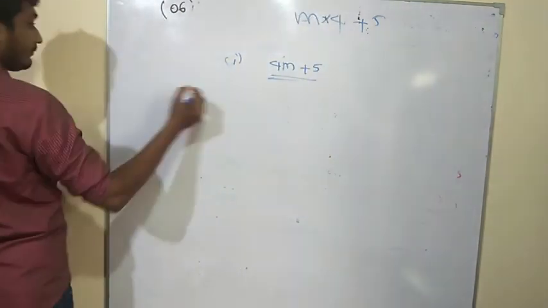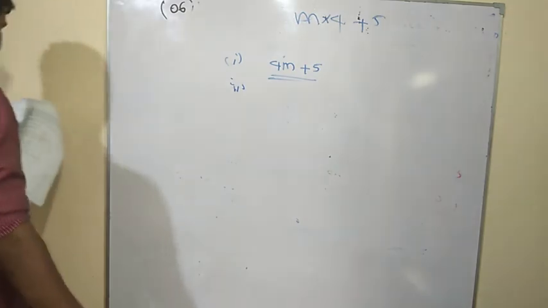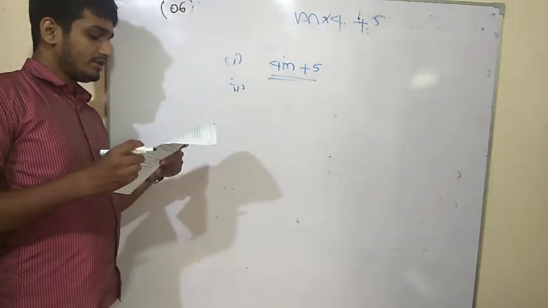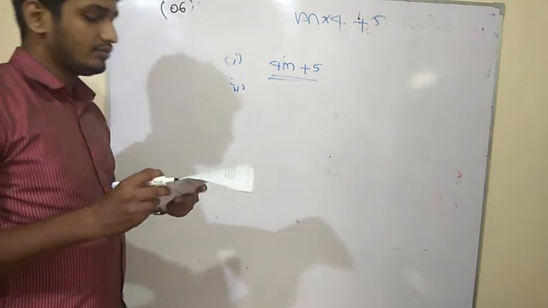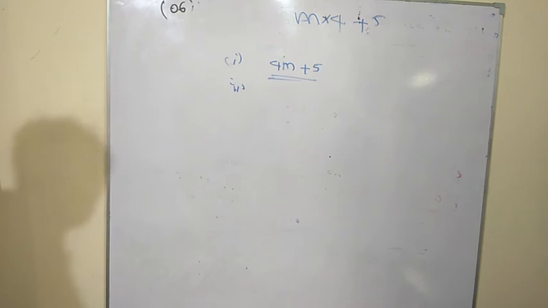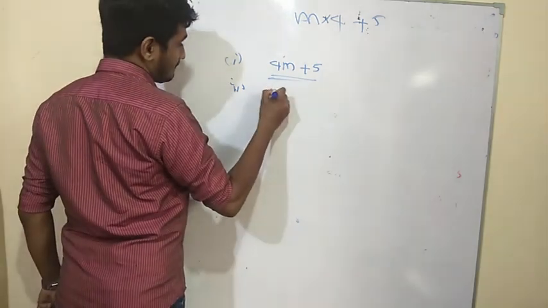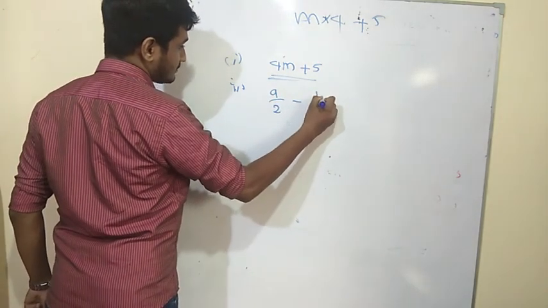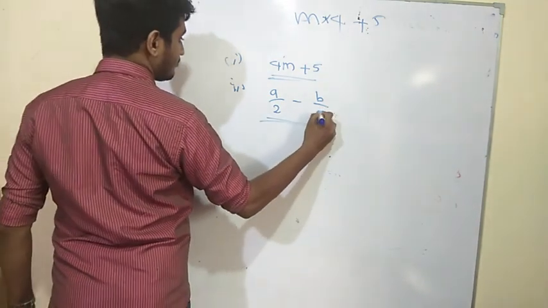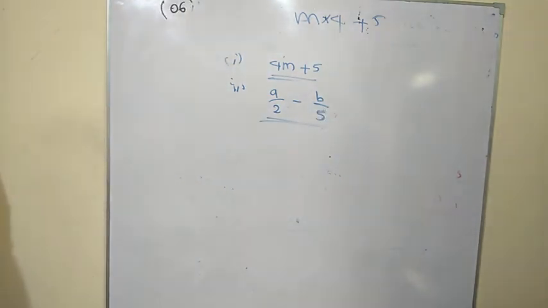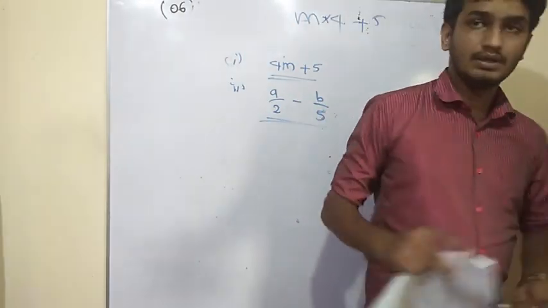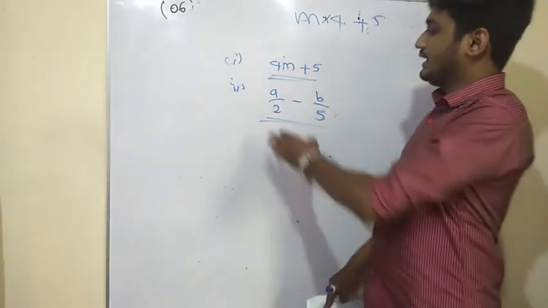Next one, number 2. Subtract 1/5 of the value represented by b from 1/2 of the value represented by a. So the value represented by a, half of it, is a over 2. 1/5 means b into 1/5. So the answer is a over 2 minus b over 5.